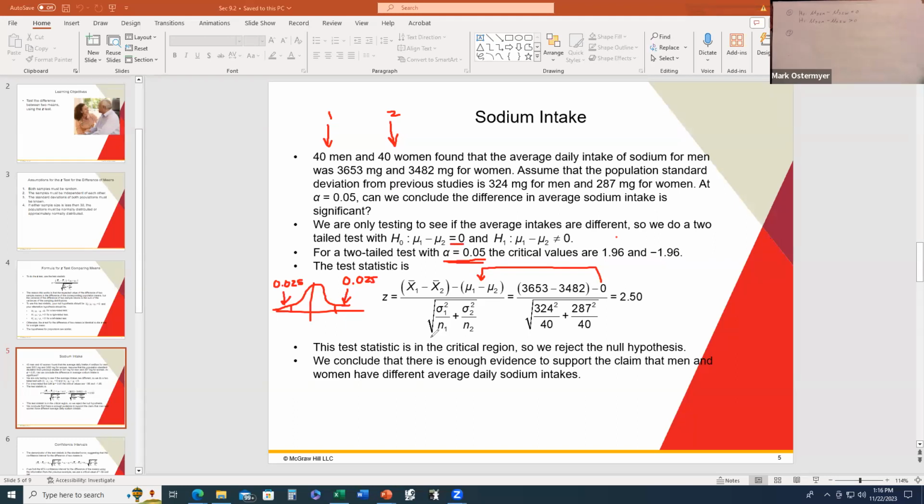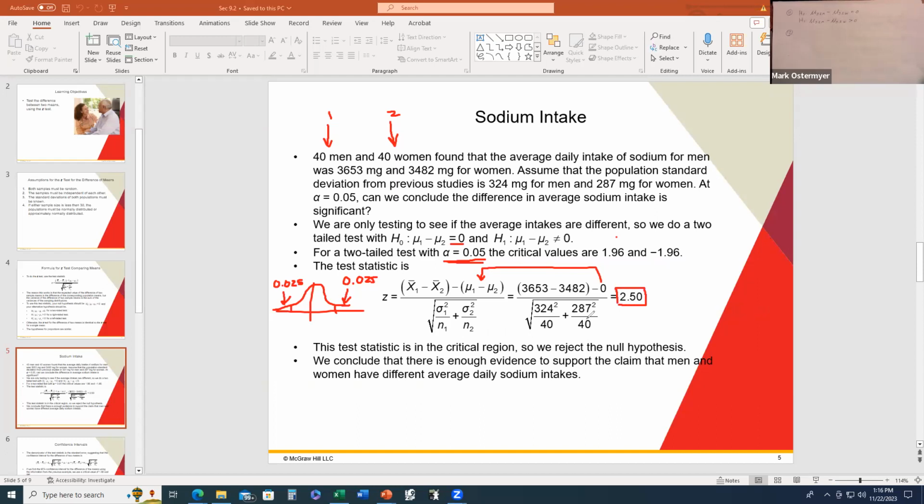Divided by the pooled standard error, which is the square root of the ratio of the square of the standard deviation of the population, which is known, divided by the sample size, and you add those together there. So if you get on your calculator and you dial this up, you should get a test statistic value, which is about 2.50.